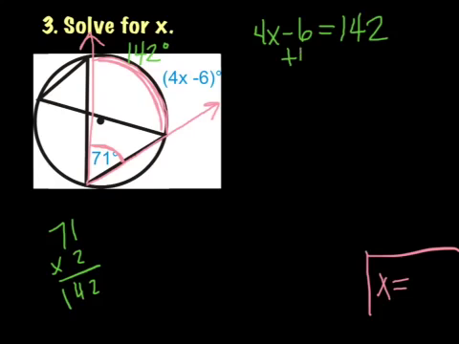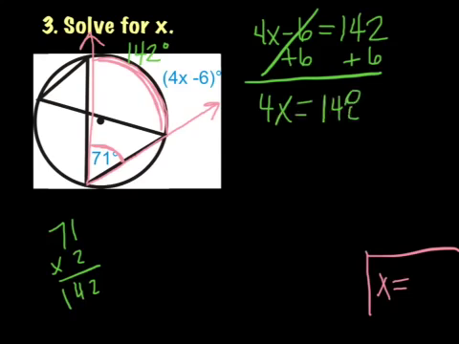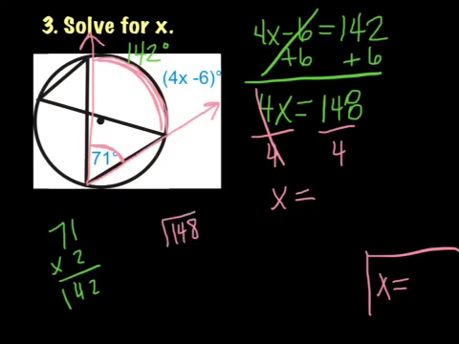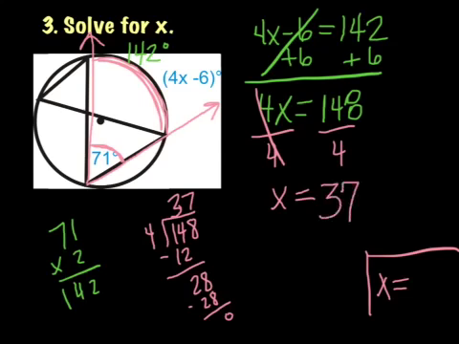So add 6 to both sides. We get 4x equals 148. Let's divide both sides by 4. And let me go ahead and do the division off to the side. 148 divided by 4 goes in 2 times. Goes in 3 times. So that'd be 12. 4 goes into 28 7 times. So we end up with 37. So x equals 37.